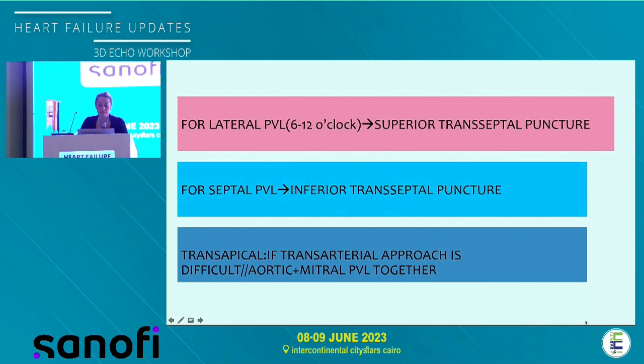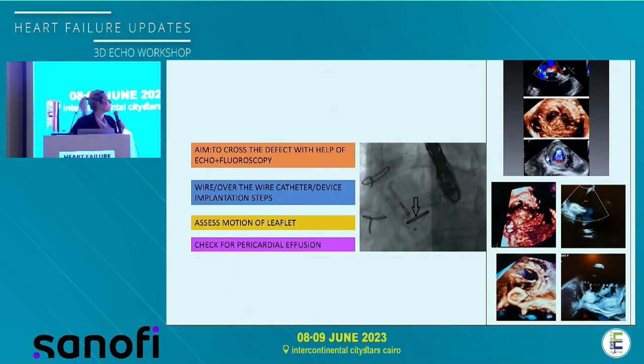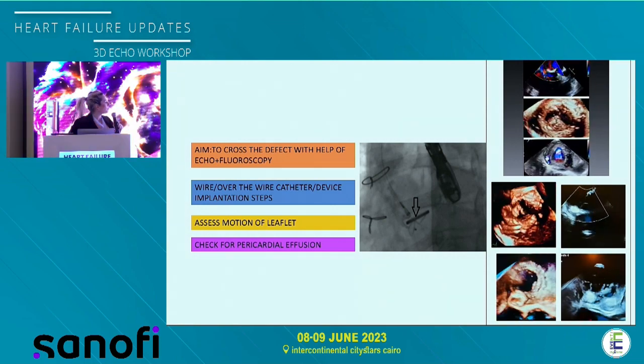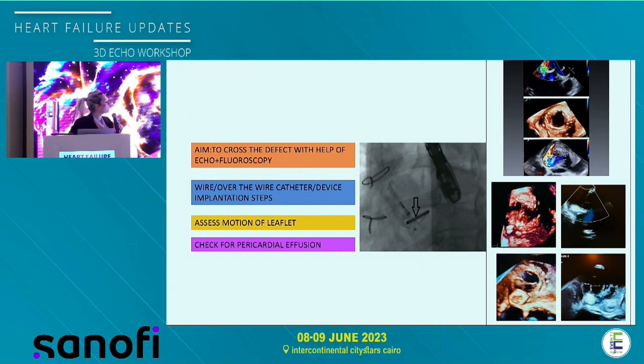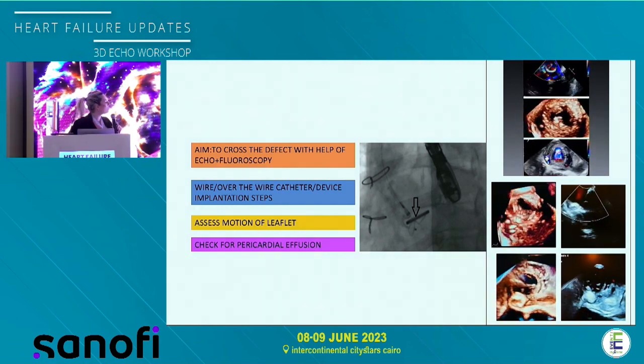regurgitation. And for lateral PVLs, superior transseptal puncture is better. For the septals, inferior transseptal puncture. And if we have an aortic plus mitral PVL together, and if we have a medial defect, as I've already mentioned, transapical approach is better. Our aim is always to cross the defect with the help of echo plus fluoroscopy, and wire over the wire catheter device implantation steps are important, and we are assessing motion of leaflets.